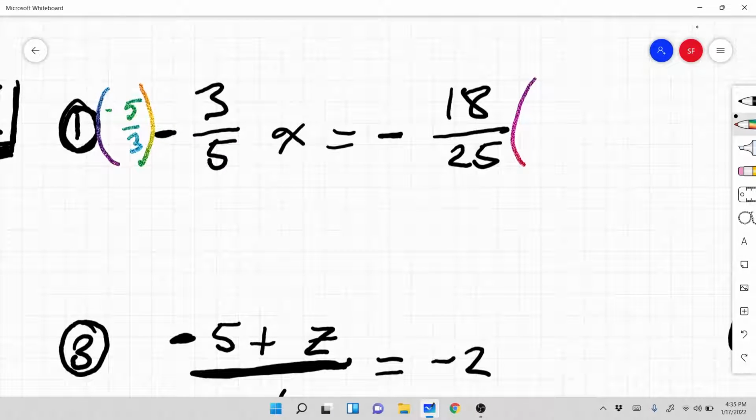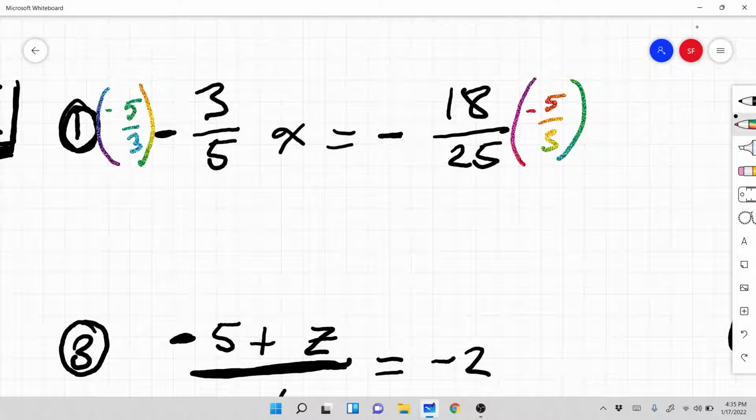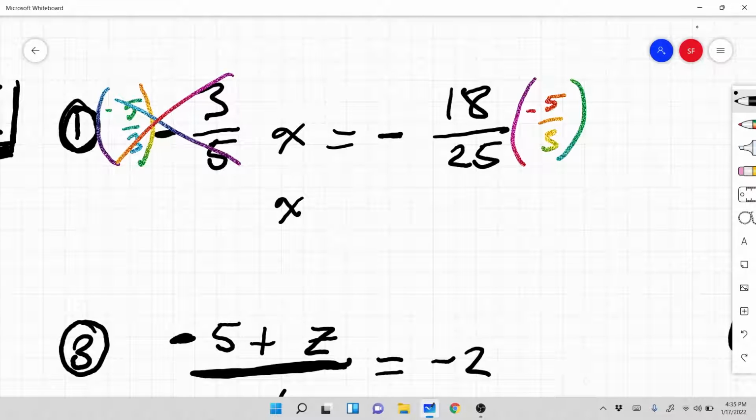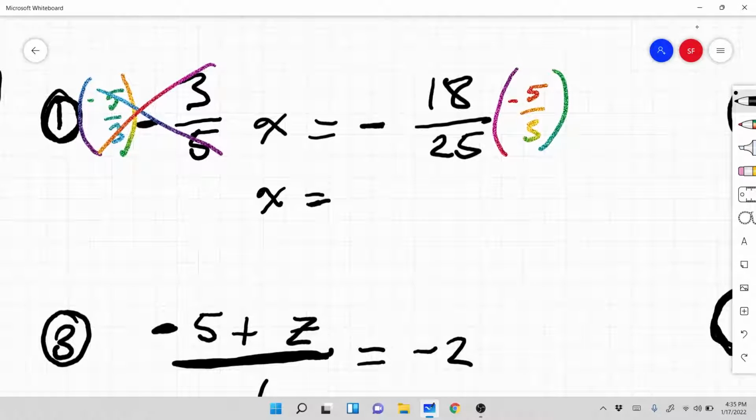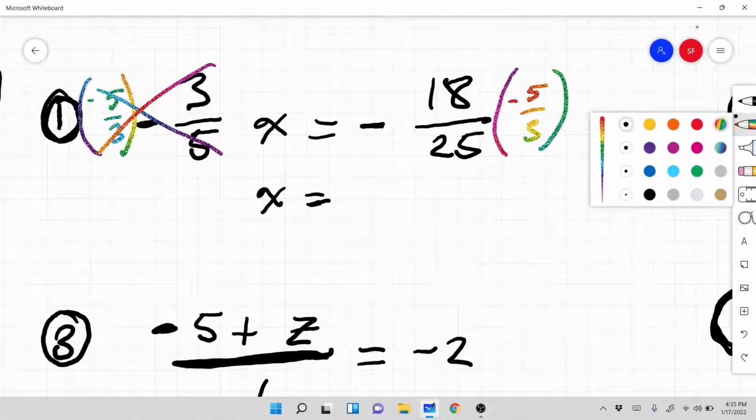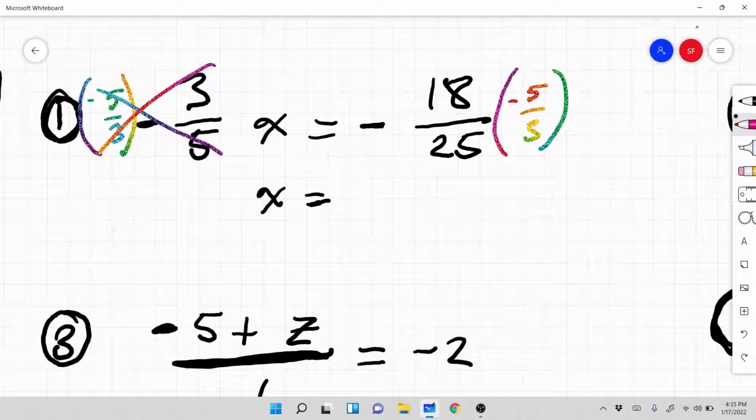So on this side, we're going to do negative 5/3, right? So these cancel out, leaving us with just x on the left side, equals. Now on this side, you can either pre-reduce or you can reduce at the end. For the sake of time, I'm just going to use pre-reducing here. If you do reduce at the end, you should still get the same answer if you reduce all the way. So if I look at this diagonal, 5 goes into both of these numbers.